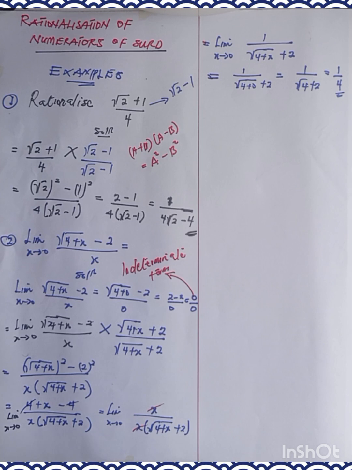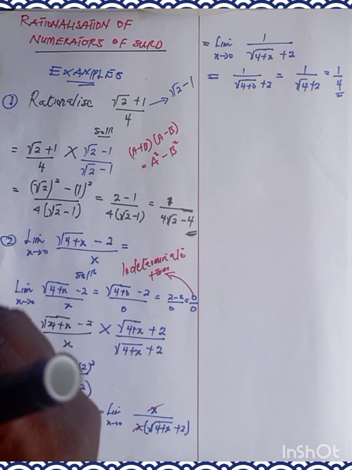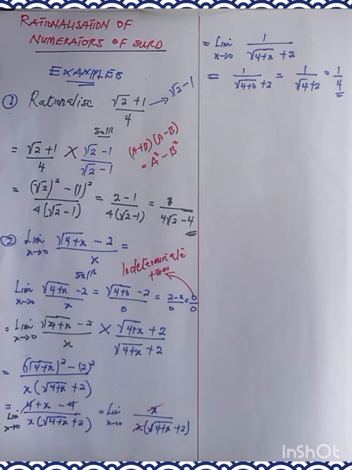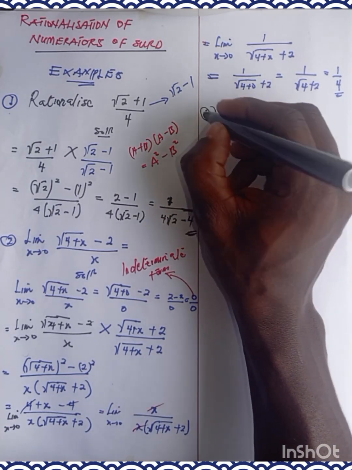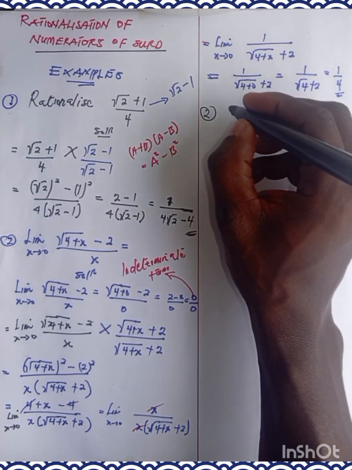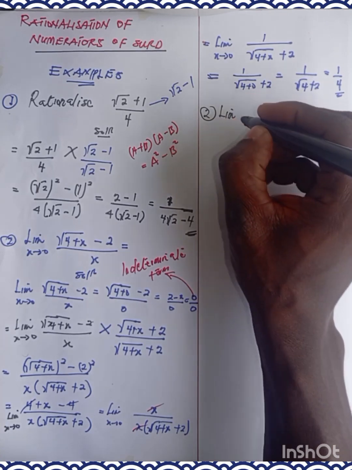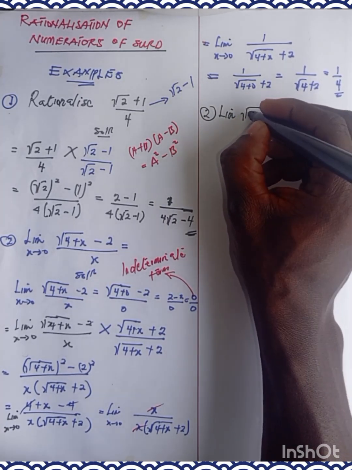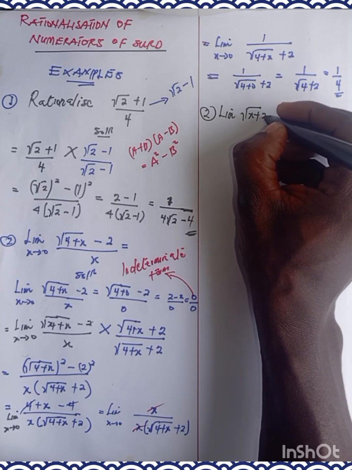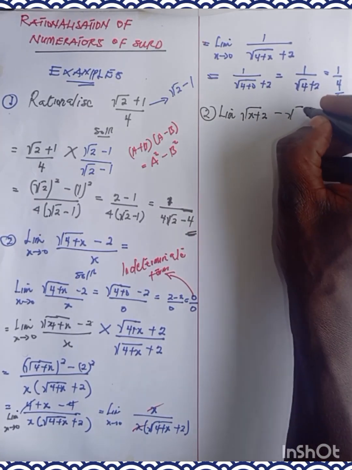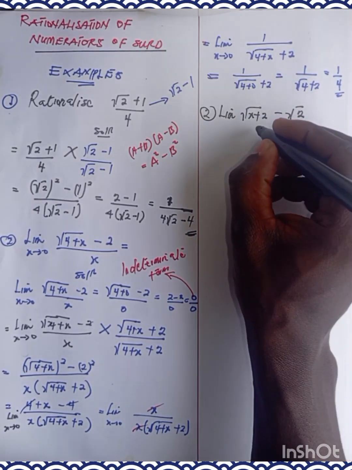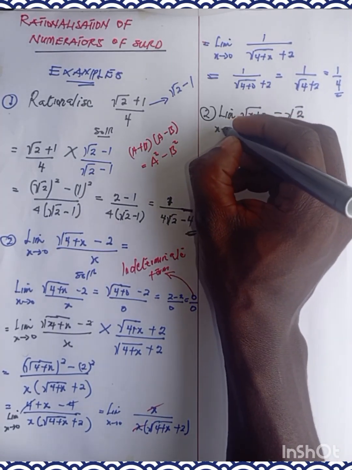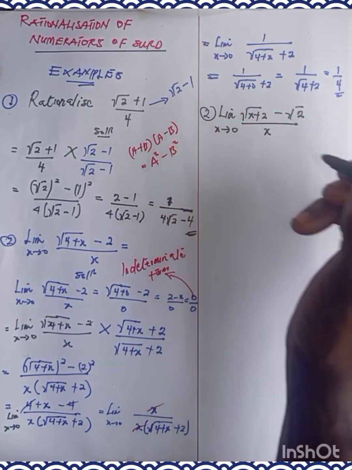Now let's take example 2. We are to find the limit of the function root of x plus 2 minus root of 2 all over x as x approaches what? 0.